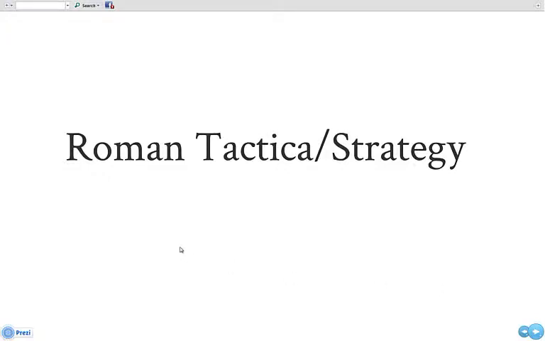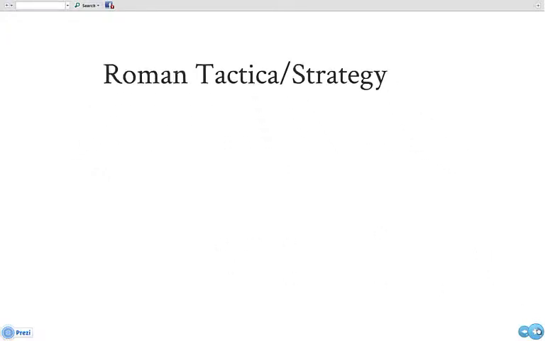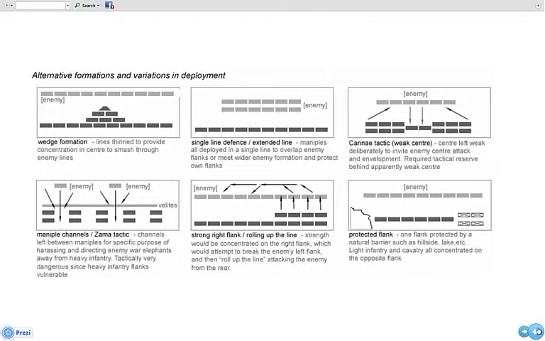This is on Roman tactics and strategy. Okay, so the first thing we're going to draw your attention to is a nice little chart that I feel sums it up very well. There are several of these deployment variations that the Roman legions would use.